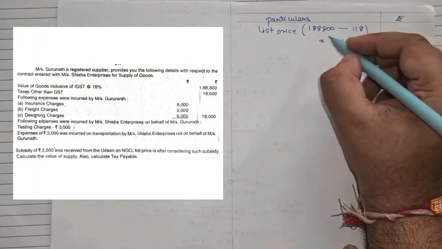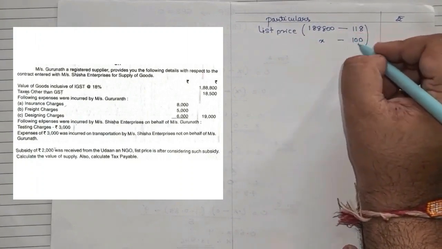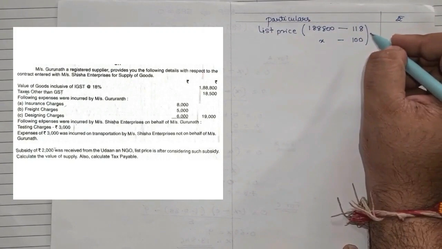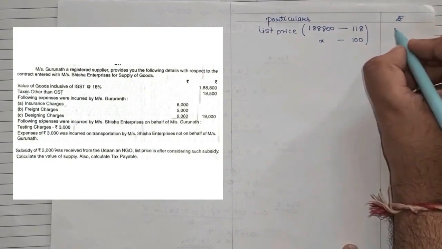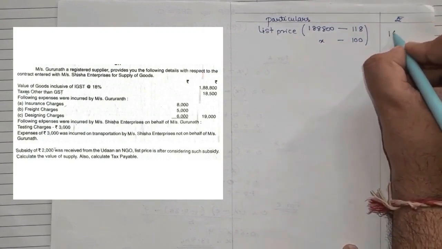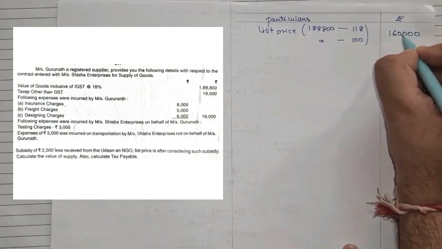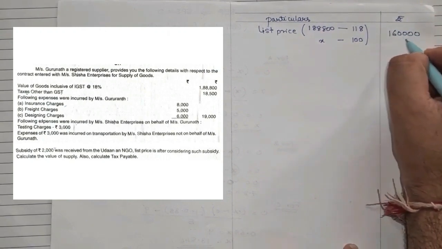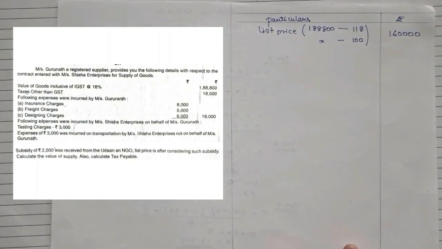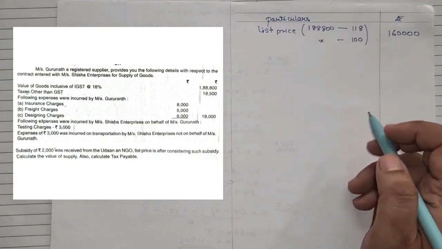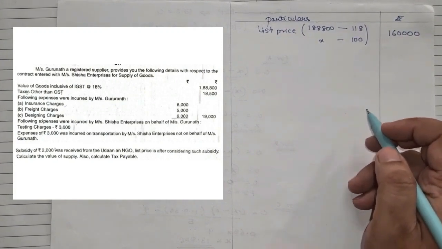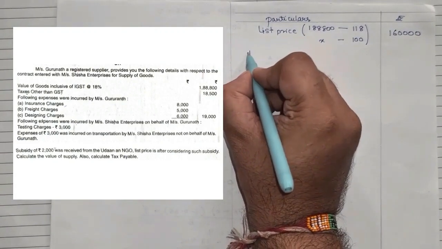So then we have to just cross multiply 1,88,800 into 100 divided by 118. The value that you all should get is 1,60,000. So this is the value other than GST, okay, exclusive of GST. 1,88,800 into 100 divided by 118, 1,60,000 was your list price. So our sum will always start with list price. Now we keep adding one by one whatever things have been given to us.